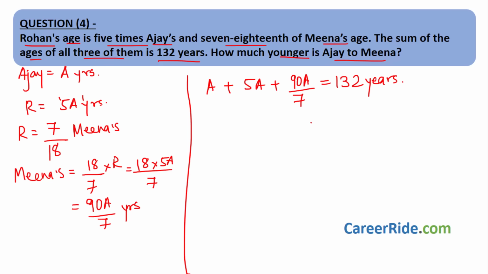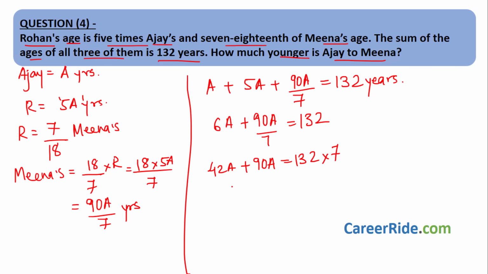So how much younger is Ajay to Meena? Let's find out. We have here 6a plus 90a by 7 equal to 132. Let's multiply by 7 throughout. You get 42a plus 90a equal to 132 into 7. Here you get 132a equal to 132 into 7. 132 gets cancelled. a, that is Ajay's age, is 7 years.